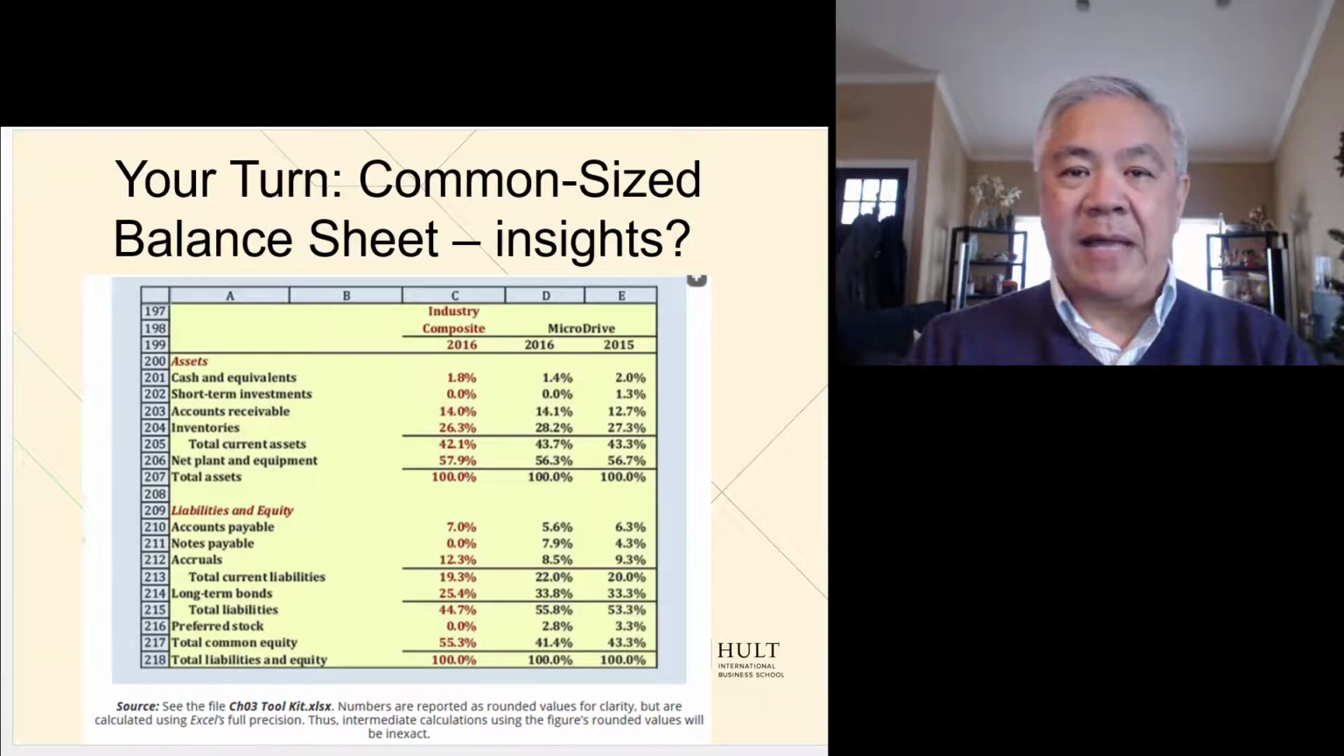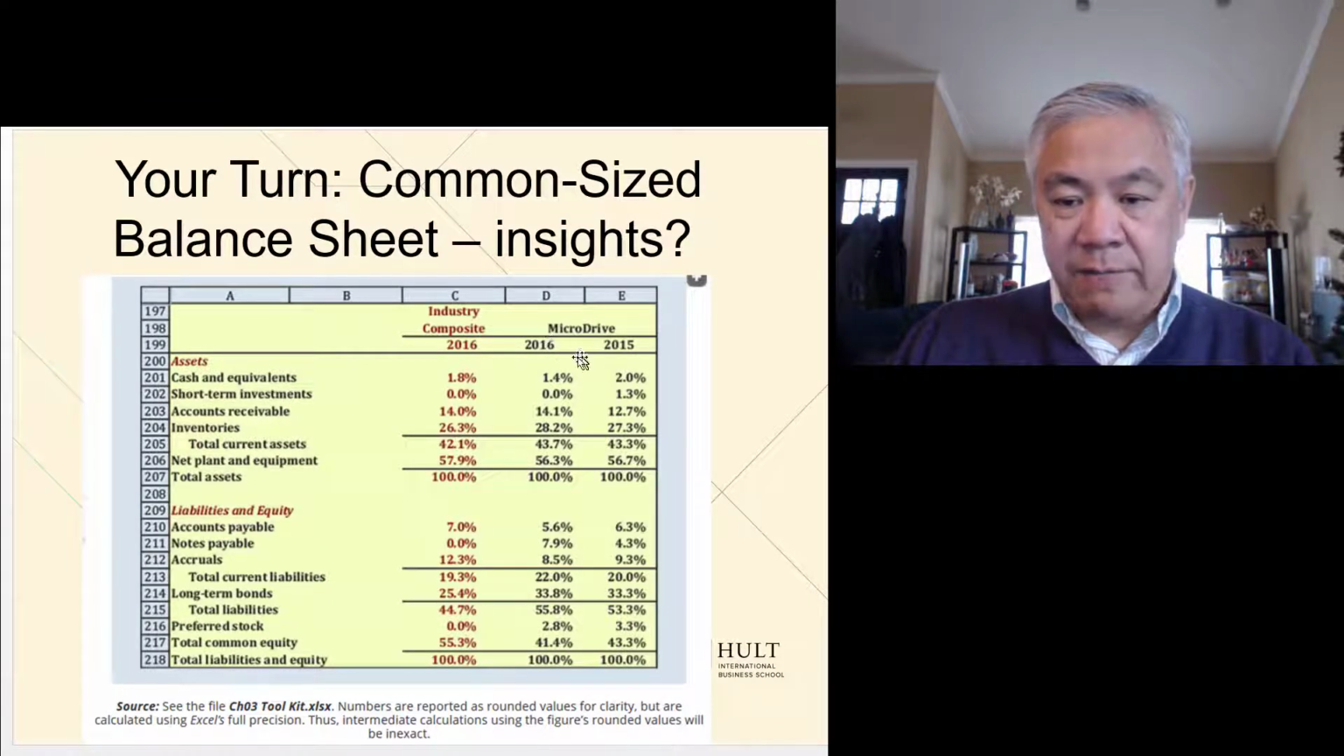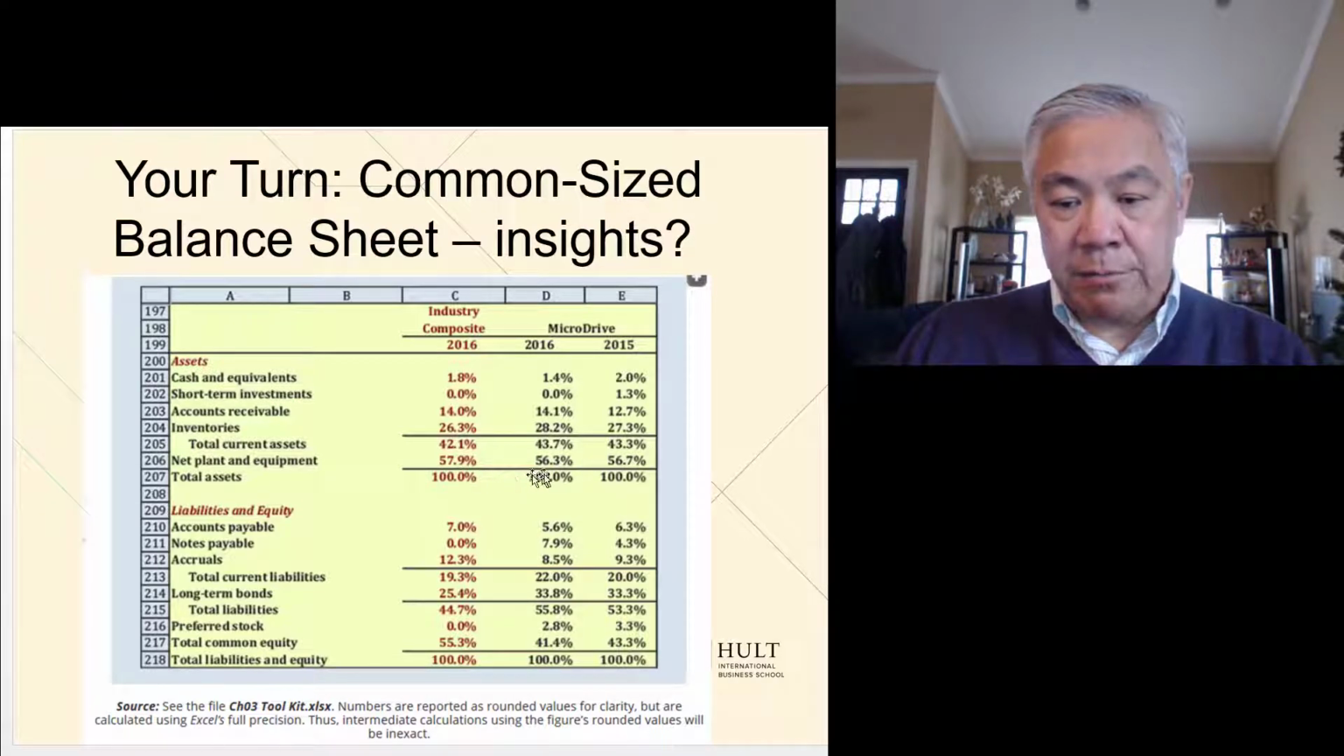Let's look at common size balance sheets. And in the case of a balance sheet, remember that we divide everything by total assets. And then that way, every percentage above it talks about the composition of assets. So let's try it out. So here we have the industry composite in column C versus Microdrive for 2016 and 15. We divide everything by the total assets, and we end up with this. We see total 100% for all three being the same. Now have your eyes look up and we'll see the difference.